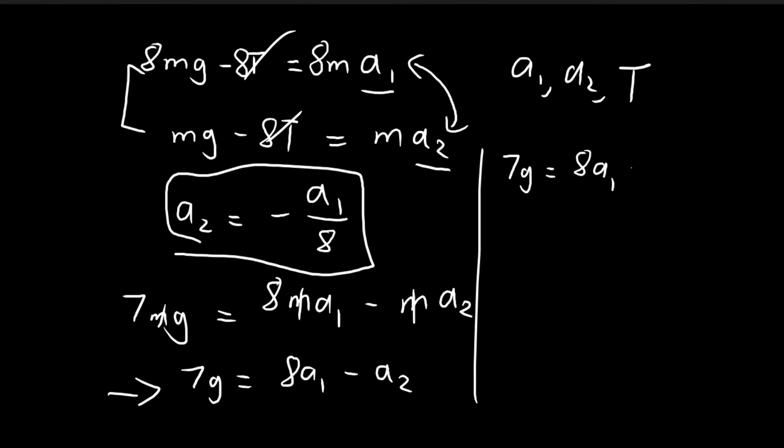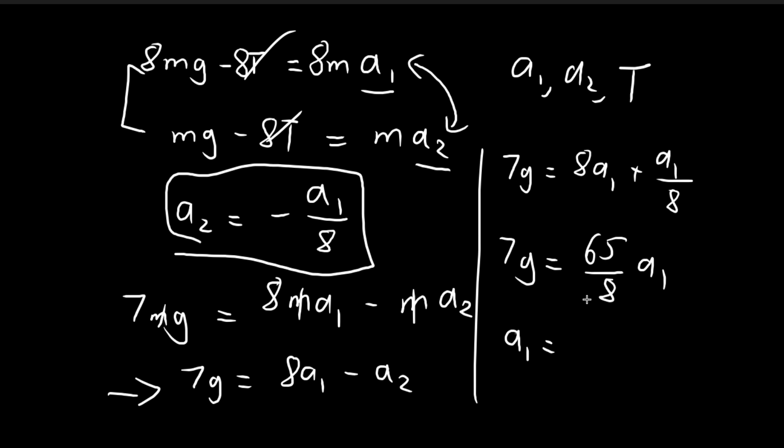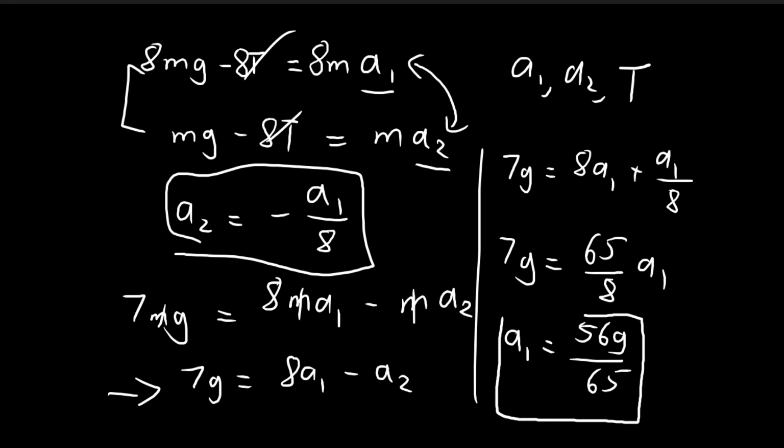So a2 is equal to negative a1 over 8. So we have 2 negative signs. So this becomes plus a1 over 8. So this becomes 65 over 8 a1 equals 7g. So you see that a1 is equal to 56g divided by 65. So this is the answer.